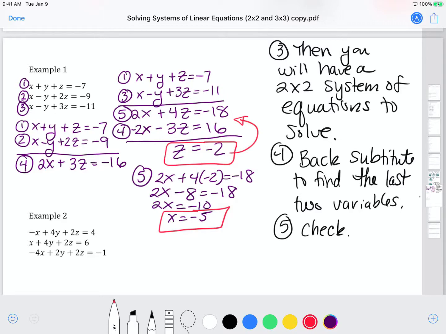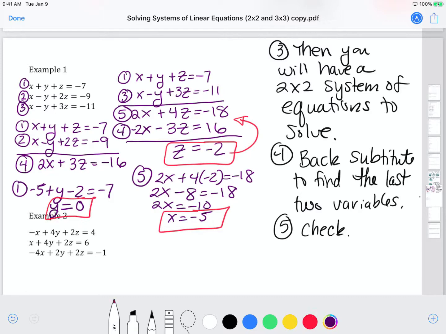So now let's say I plug into equation 1 to find y. So I'm going to plug in negative 5 for x and negative 2 for z. So I have negative 5 plus y minus 2 is equal to negative 7. So y, when I solve that, I'm going to get y is going to be 0. So there's my third variable.